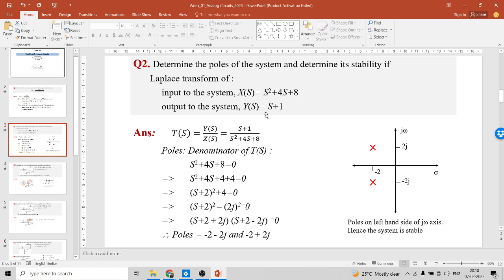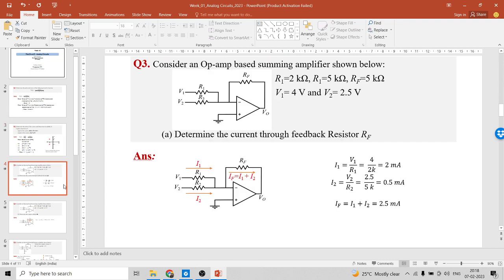But maybe the order is lower. It is pretty much simpler than this. So we can again find the poles and zeros by equating the numerator and denominator to 0, mark them on the sigma and j omega plot, and find whether it is stable or not. Again, the same question, I have just twisted it so that it will be easy for you.